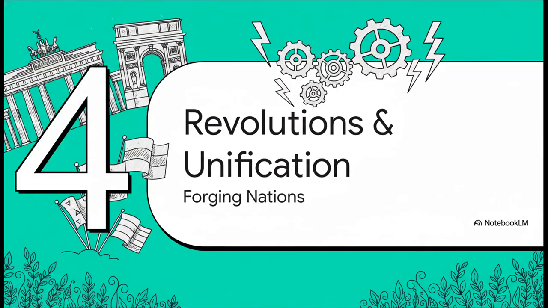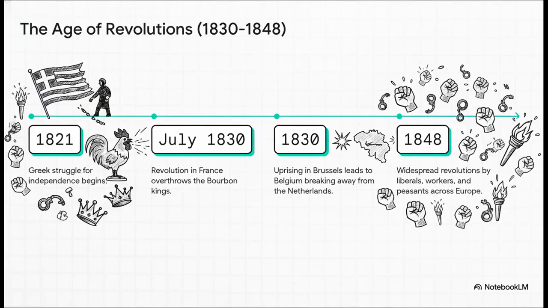So you have this pressure building up, right? You've got revolutionaries spreading their ideas in secret and conservative regimes trying to keep a lid on everything. What do you think happens next? Well, of course, things explode. We now enter the Age of Revolutions, a chaotic and exciting period that would eventually lead to the creation of modern Germany and Italy. Let's look at this timeline of the key events.